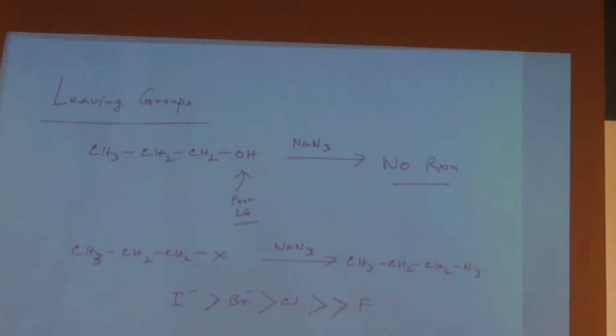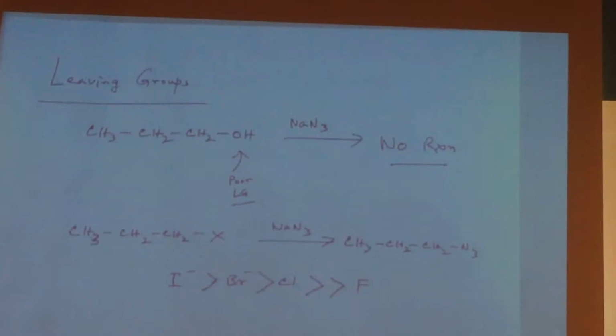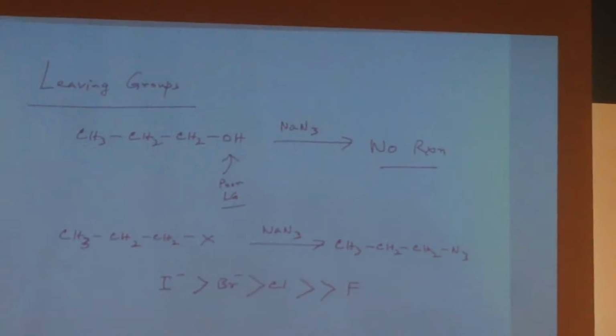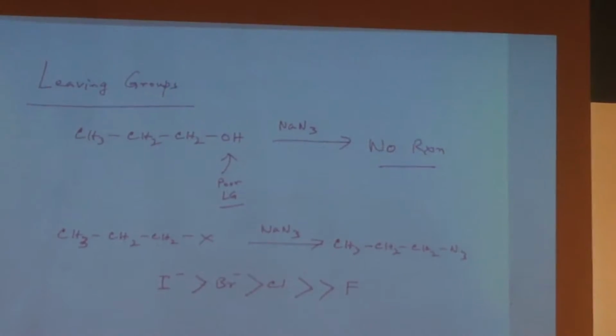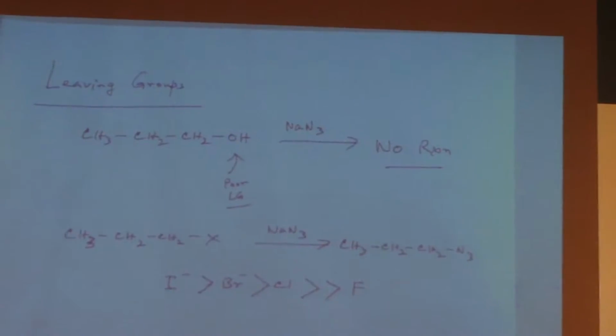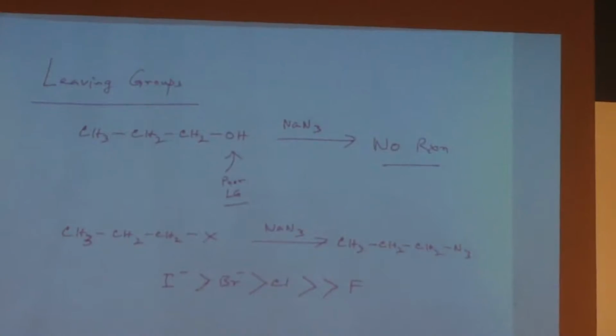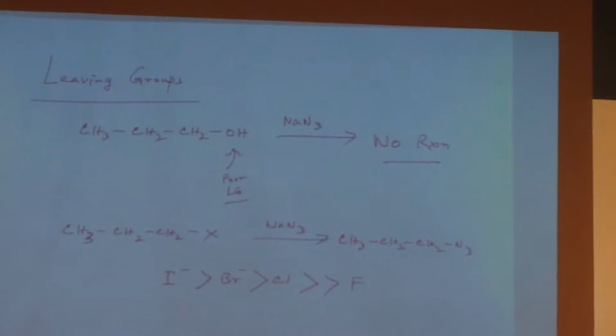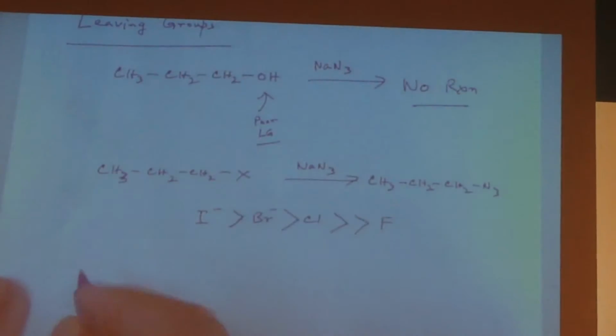And frequently what also happens is that you need to have a really good leaving group. And what is often done is, particularly if you have an alcohol, you can convert it to a sulfonate. So the sulfonates are excellent leaving groups.